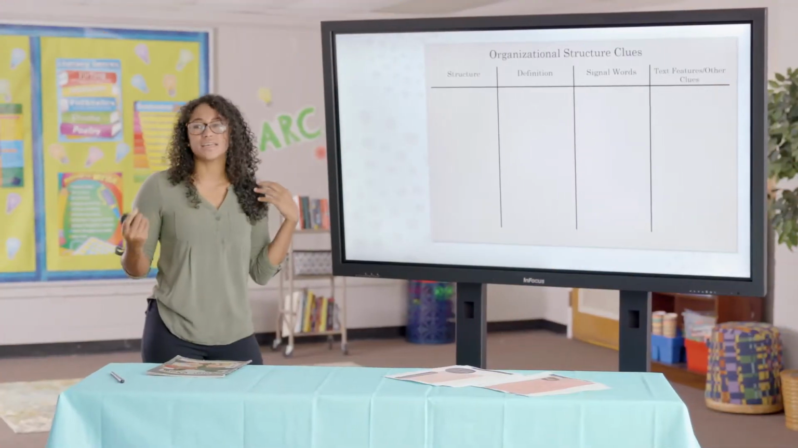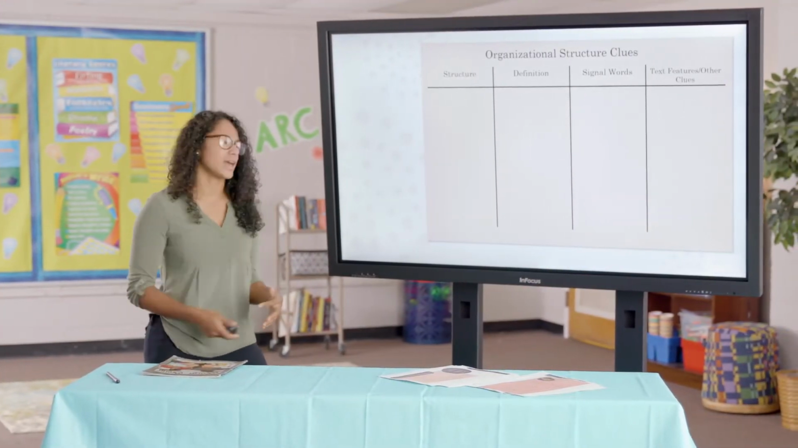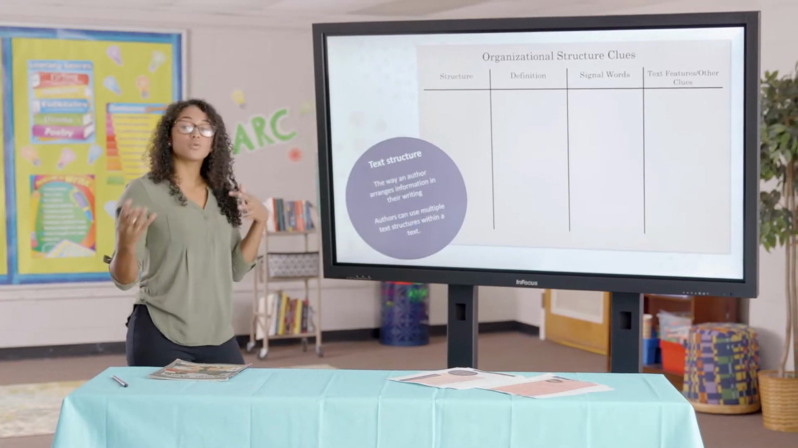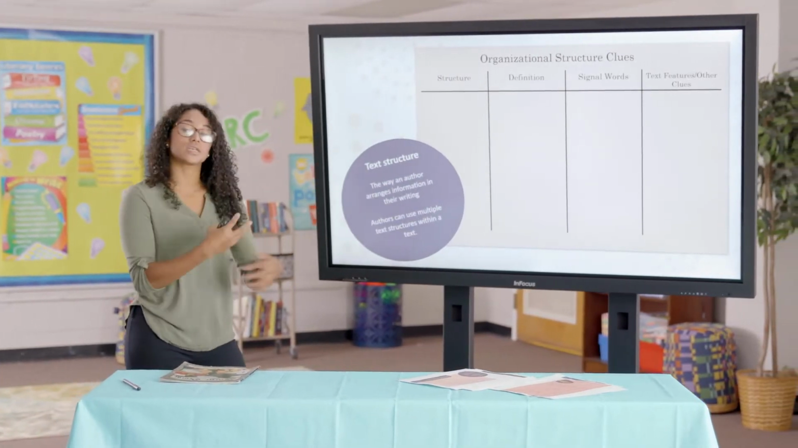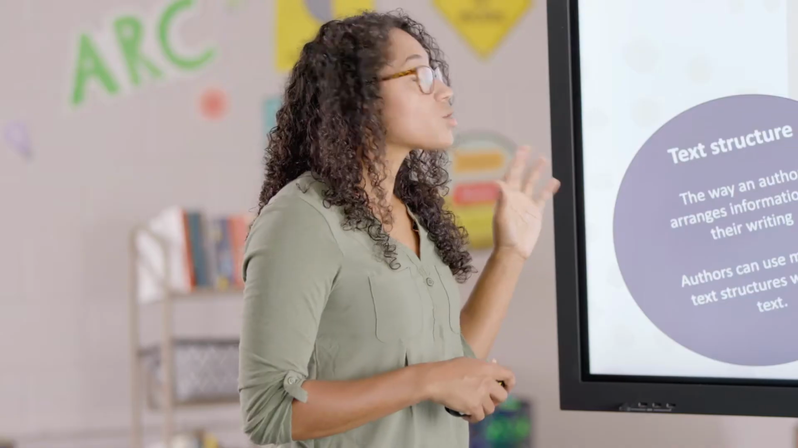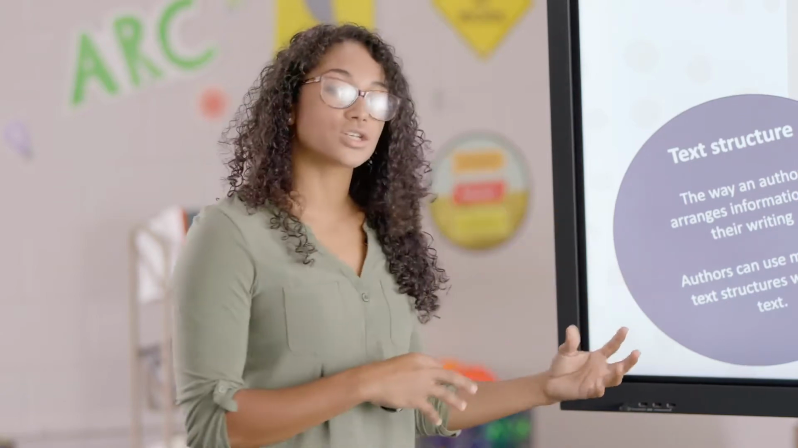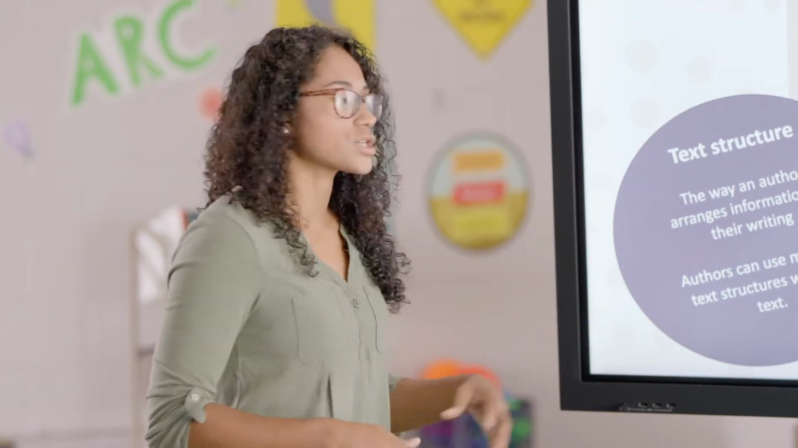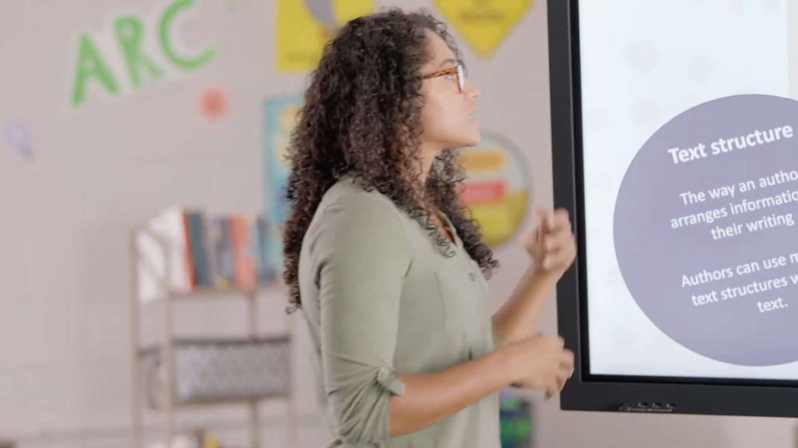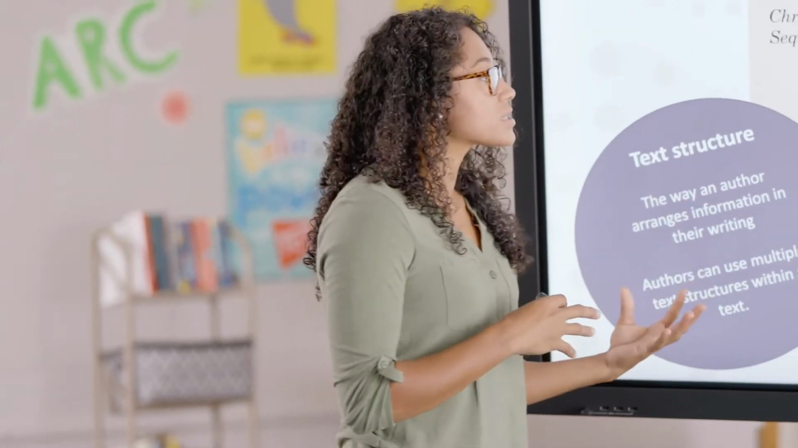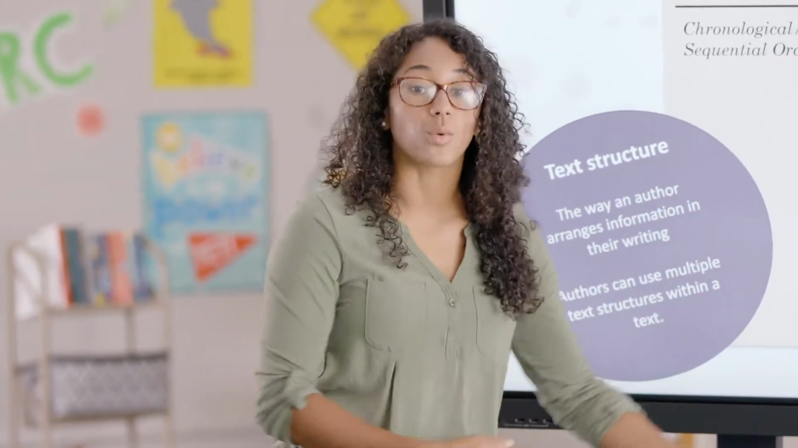So what is text structure? What do I mean by that? Text structure is the way that an author arranges information in their writing. So we're going to look at chronological and sequential order text structure. And this is usually when we see events or steps in a process that are presented in an order.